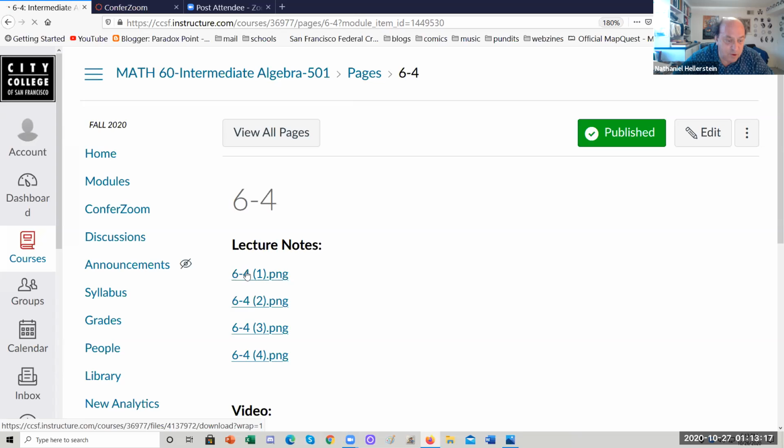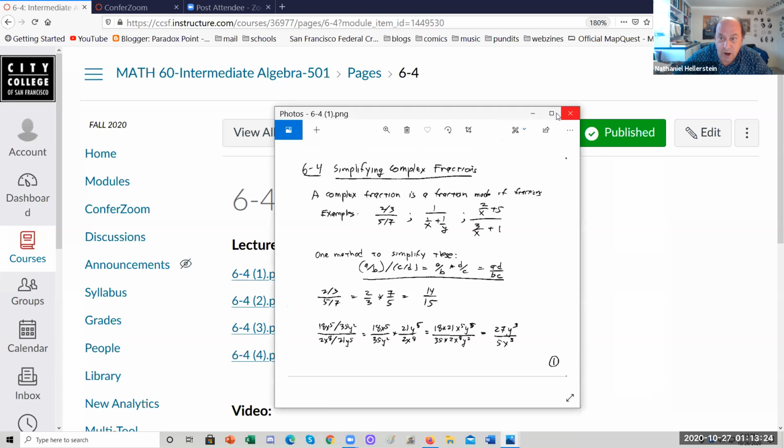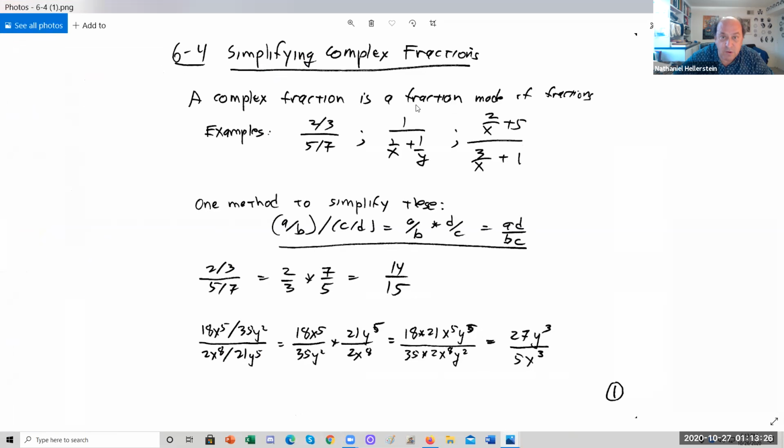For today, we'll be doing section 6.4 and 6.5. 6.4 is about simplifying complex fractions. It's a fraction made of fractions, 2/3 divided by 5/7, for example. Or the reciprocal of x plus the reciprocal of y. Or 2 over x plus 5, all divided by 3 over x plus 1.